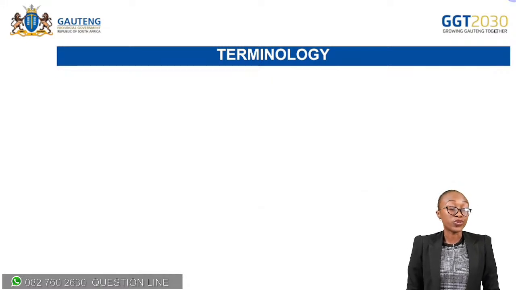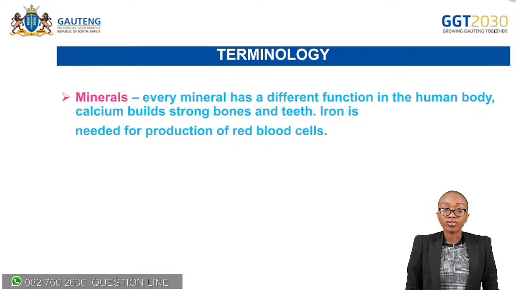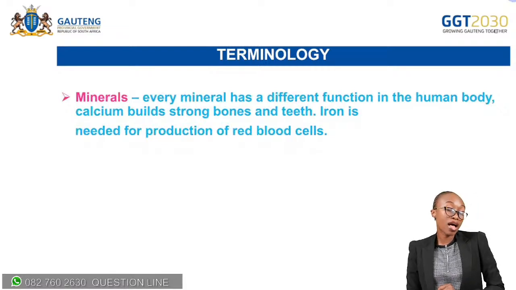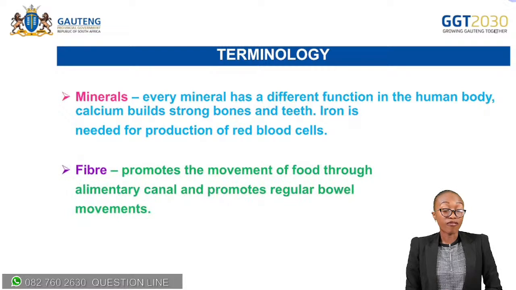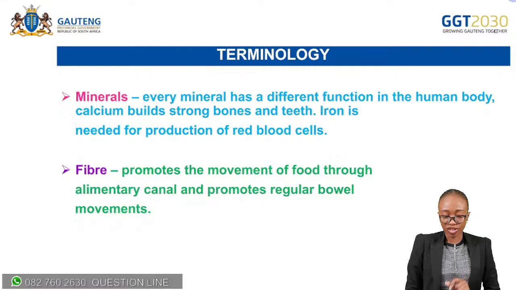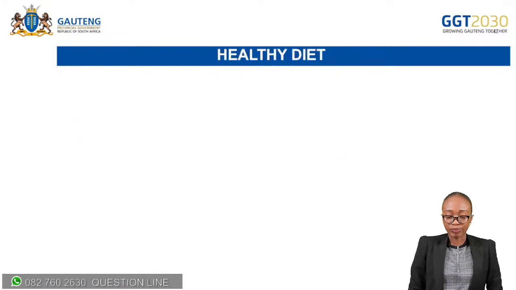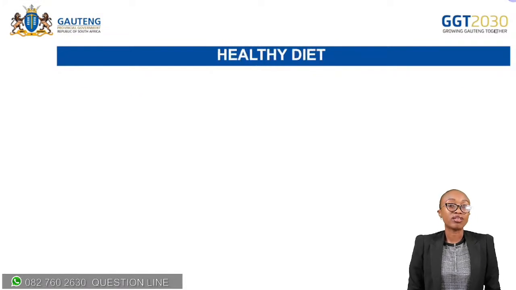Let's move on to some more terms. Minerals. So every mineral, just like vitamins, has a different function in the body. So calcium is for strong bones and teeth, and then iron is needed for the production of healthy red blood cells. And then fiber. Fiber promotes the movement of food through the alimentary canal, and it promotes very good bowel movements.